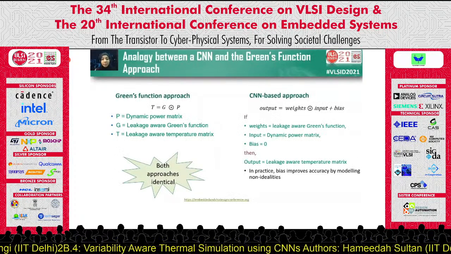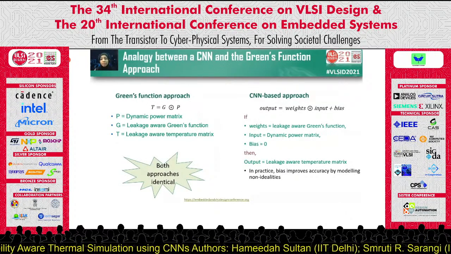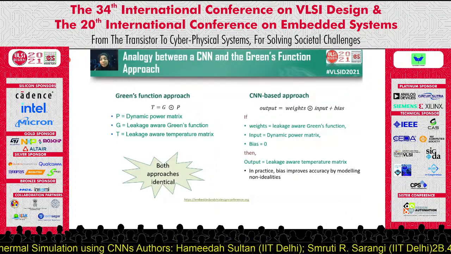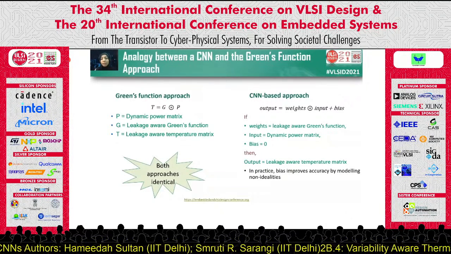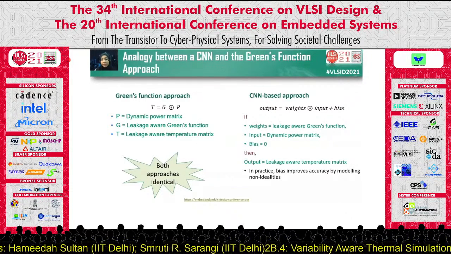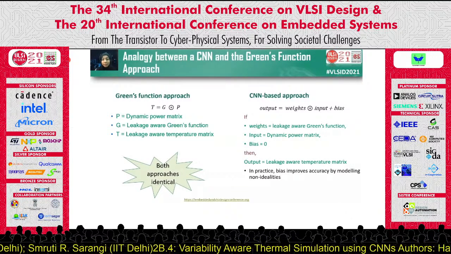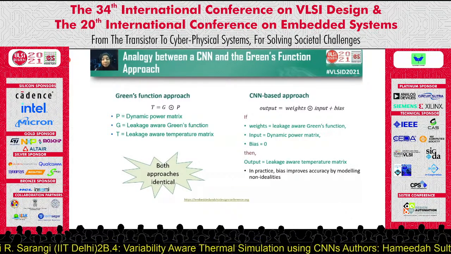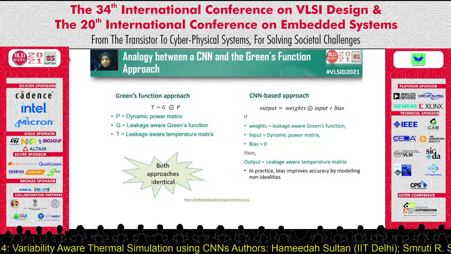On the left, we have the Green's function applied to the dynamic power matrix P to get the leakage aware thermal profile T. On the right, if we have the weights as the leakage aware Green's functions, the input is the dynamic power matrix, and bias is 0, then the output would be the leakage aware temperature matrix. Thus, these two approaches become completely identical. And we observe that in practice, having a non-zero bias improves modeling of the non-idealities.